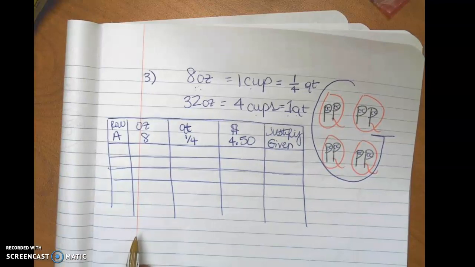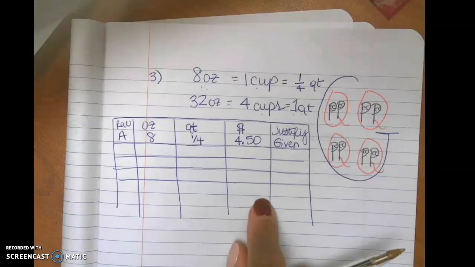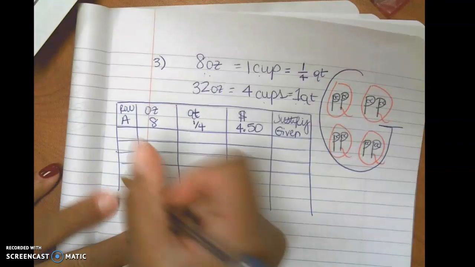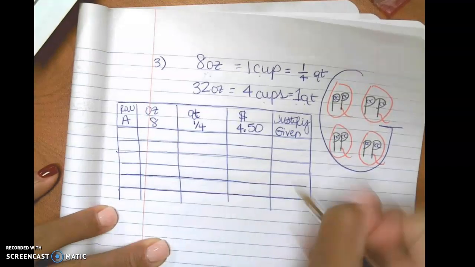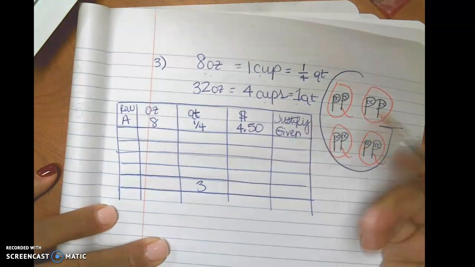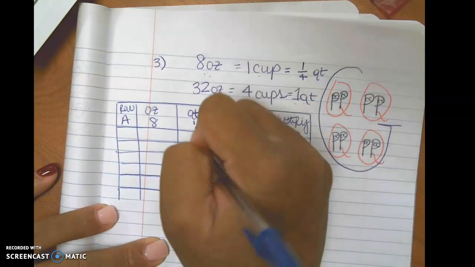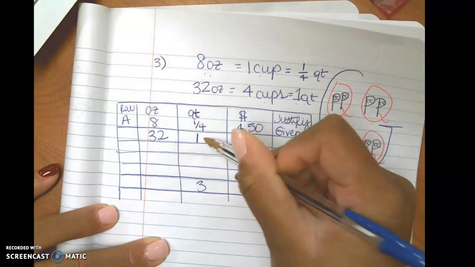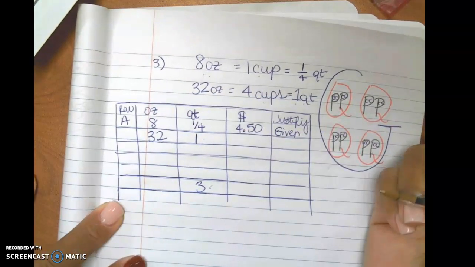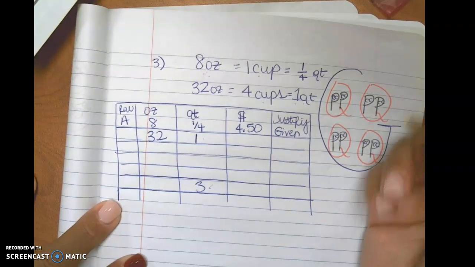What is it asking me for, though? I want how many quarts, according to the question? 3 quarts. So this column needs to have 3 in here. I'm going to put it toward the bottom to give myself some room to work with it. So if 1/4 of a quart is 8 ounces and 1 quart is 32, how do I get from 1 to 3?